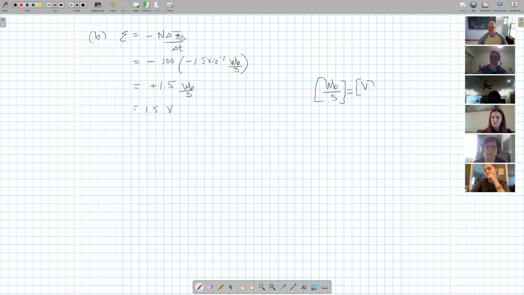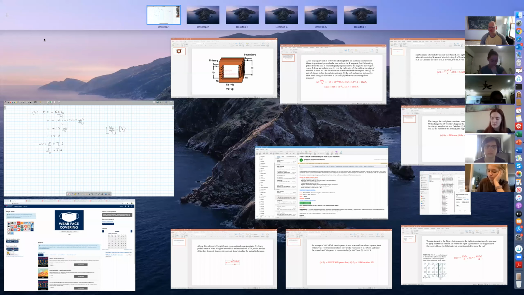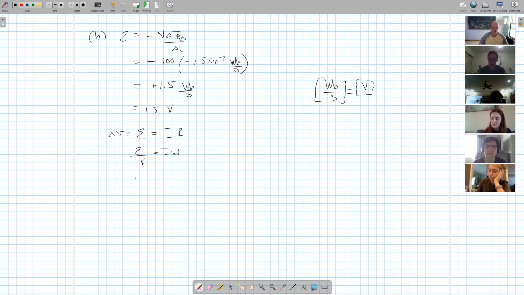It also wants to know what's the induced current. Ohm's law says that the change in potential, which in this case is simply the induced EMF, is equal to the current times the resistance, which means the induced current is equal to the EMF divided by the resistance. We know the resistance was 100. So that brings us to an induced current of 1.5 times 10 to the minus 2 amps. So that's my induced current.